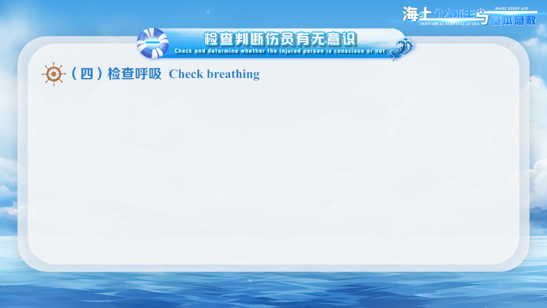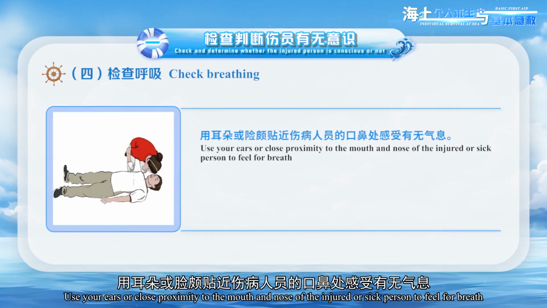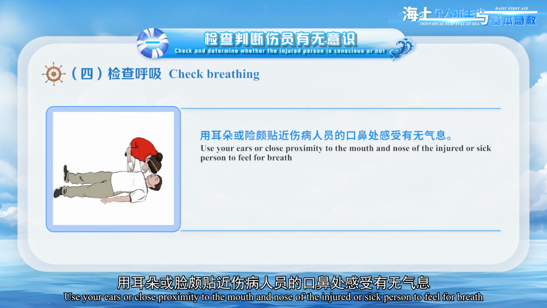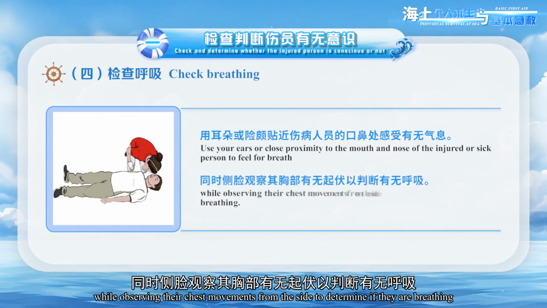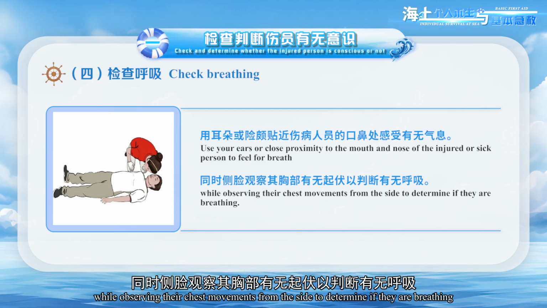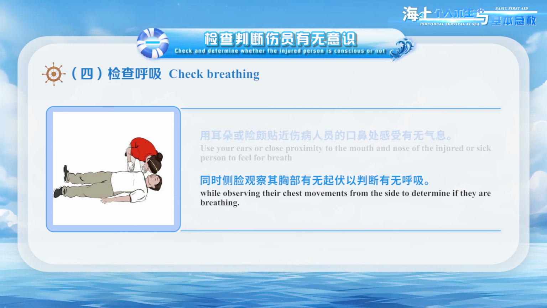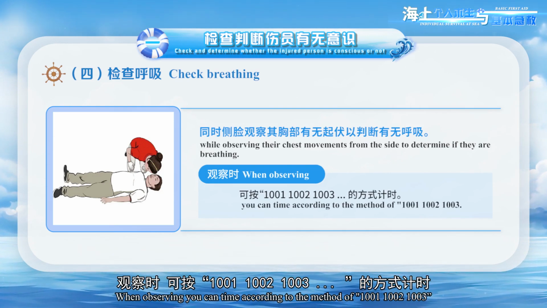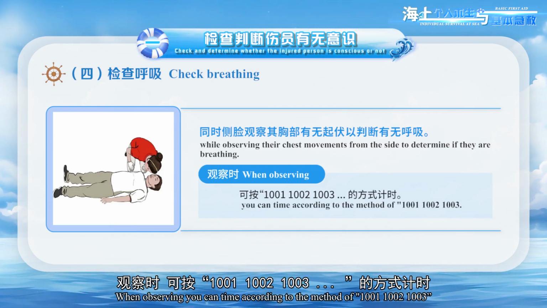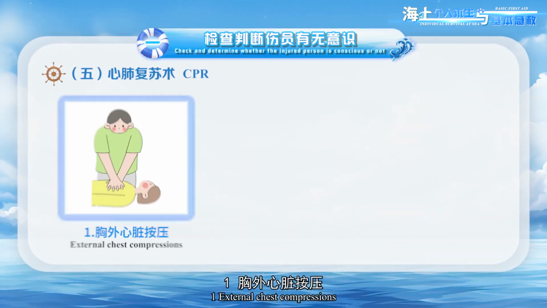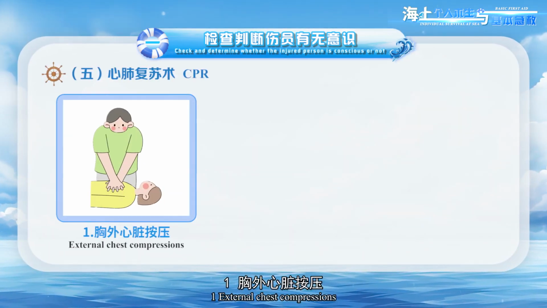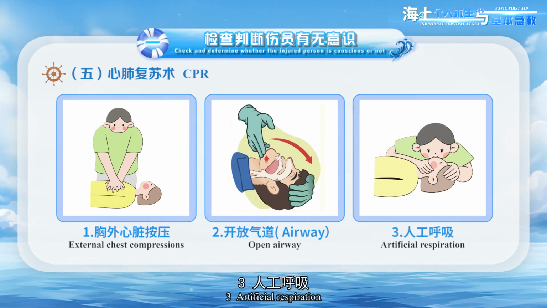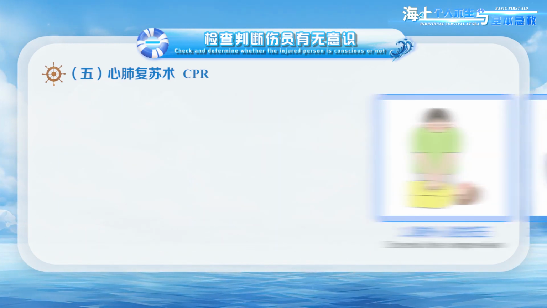4. Check breathing. Use your ears or close proximity to the mouth and nose of the injured or sick person to feel for breath, while observing their chest movements from the side to determine if they are breathing. When observing, you can time according to the method of 1001, 1002, 1003. CPR: 1. External chest compressions. 2. Open airway. 3. Artificial respiration.